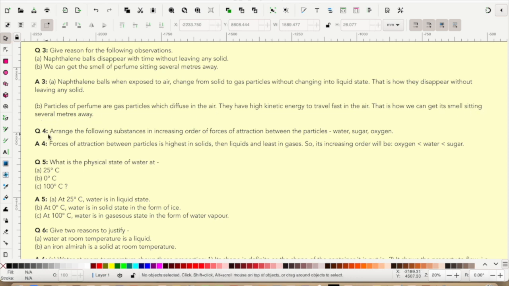Question 4. Arrange the following substances in increasing order of forces of attraction between the particles: water, sugar, oxygen. Answer. As we know, forces of attraction between the particles is highest in solids, then liquids, and least in gases. So its increasing order will be oxygen, then water, and sugar.